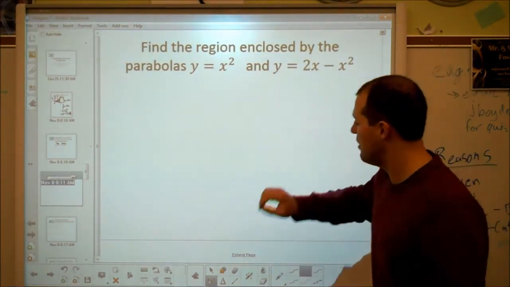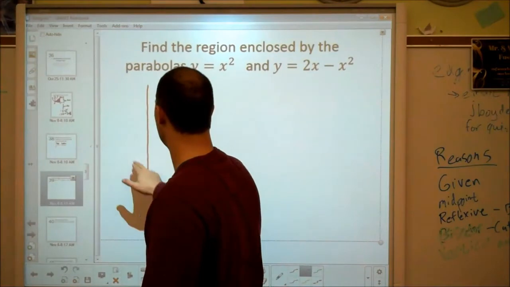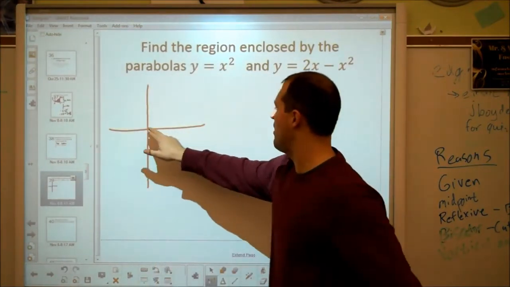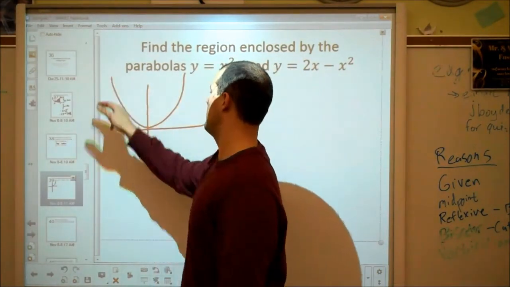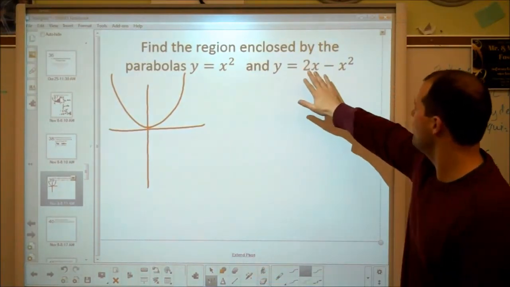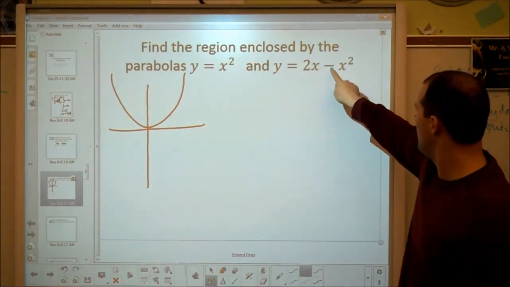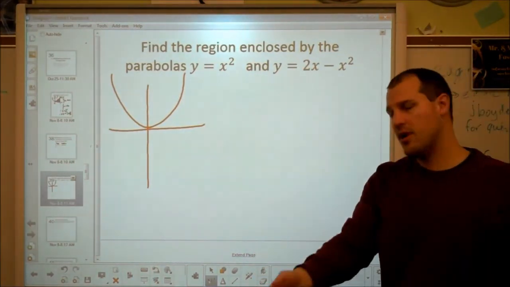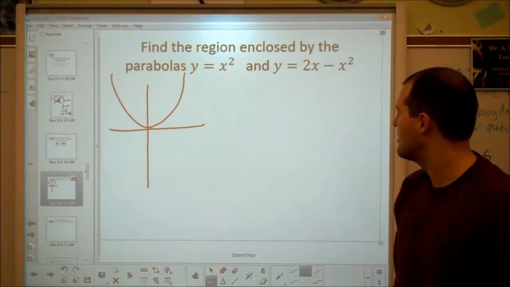Okay. First thing I want to do is I want to graph it. First one's pretty easy to graph. It's an upward parabola with a vertex at the origin, so good enough. I also want to graph this one. I know it's a parabola because of the negative, I know it opens downward. I need to figure out where the vertex is though, so I'm going to do that.